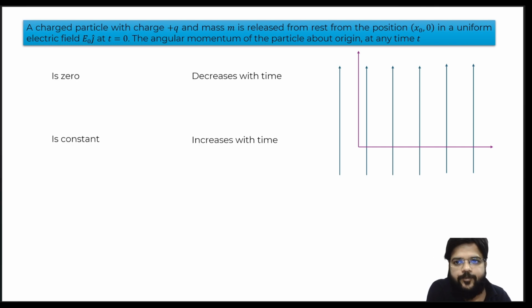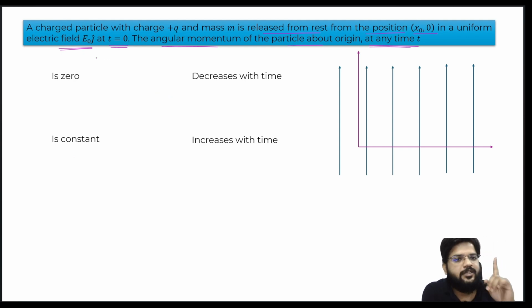Let's see this question, everyone. A charged particle with charge plus q and mass m is released from rest from the position x naught comma 0 in a uniform electric field E naught j cap. So the electric field is present in the y direction. We want the angular momentum of the particle about the origin at any time t. So what will happen with the angular momentum? Will it increase, decrease, stay constant, or be 0?